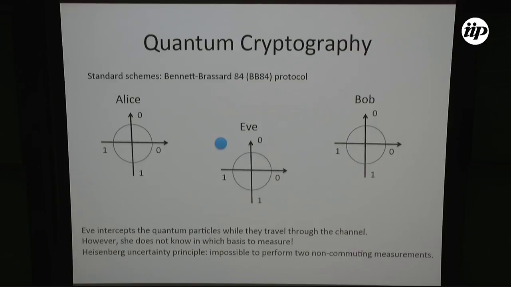I'm not explaining all the details of quantum cryptography because I don't need to. But what is interesting here is that by making this distribution of spin 1/2 particles, Alice and Bob can establish a secret key, and they can use this secret key to exchange private information in a secure way.